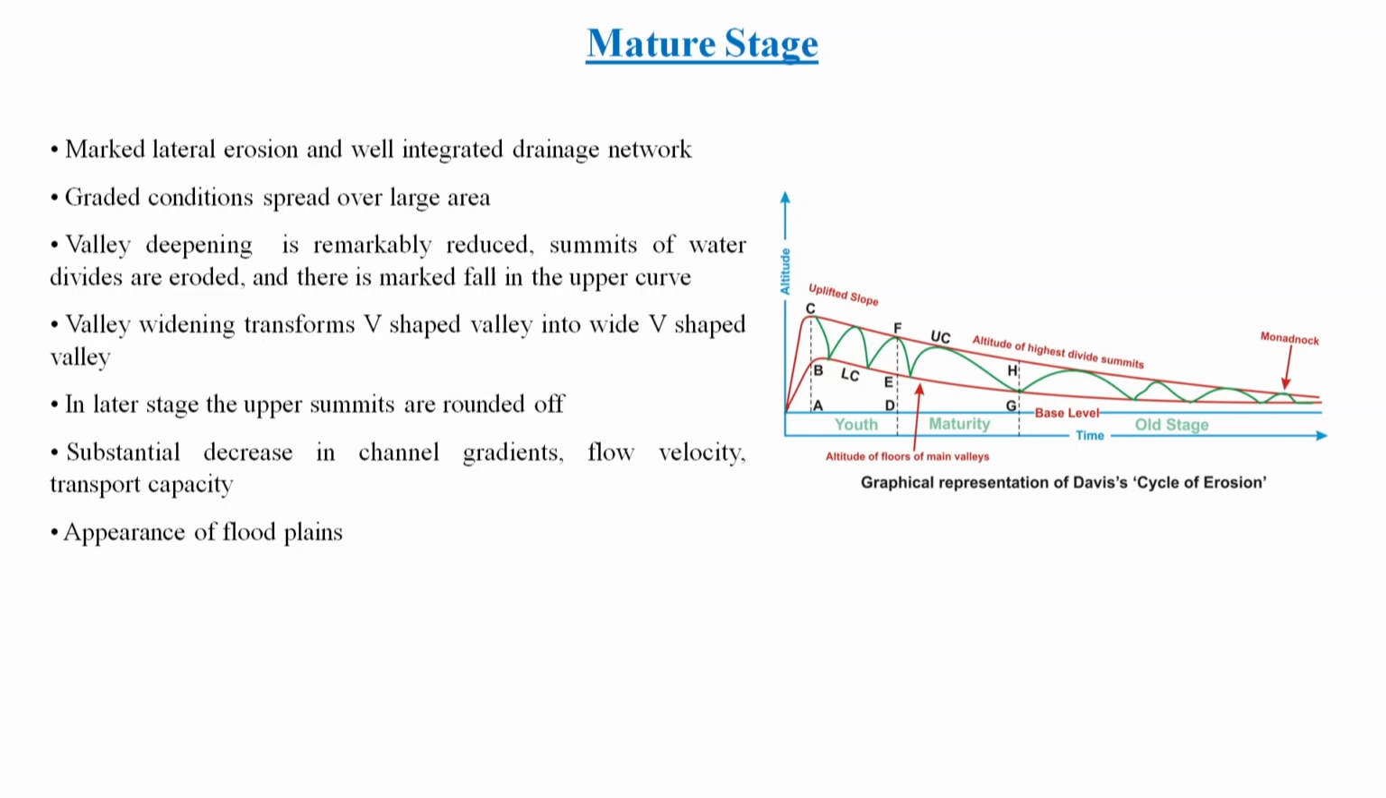Means in case of a youth stage, you will have valleys that are like this. In case of a matured one, you will get V shapes like this. So, you can see there is a change in this angle of V. In later stage, the upper summits are rounded off. So, there is a substantial decrease in channel gradients, flow velocity, and transport capacity. Appearance of floodplains will start. So, here in the mature stage, there will be some presence of some floodplains.